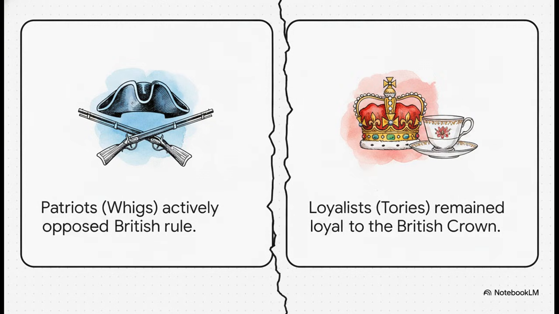It actually divided citizens into fiercely opposed factions. You had patriots, also known as Whigs, actively opposing loyalists, who were known as Tories. When we source documents from both sides, we suddenly see 2 entirely different visions for the future of North America, held by people living right next door to each other.